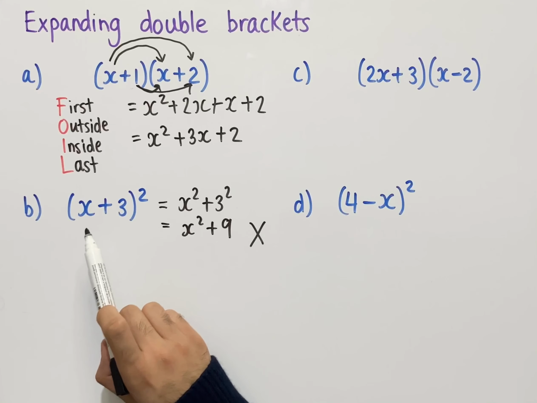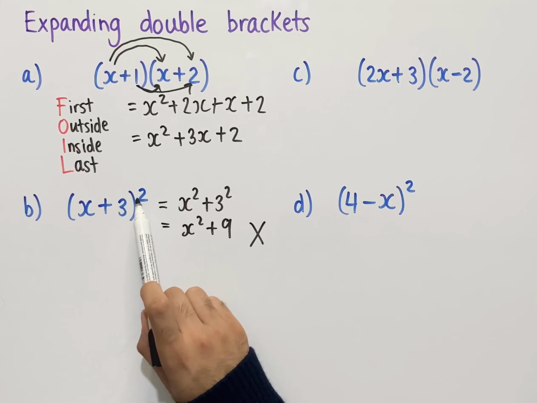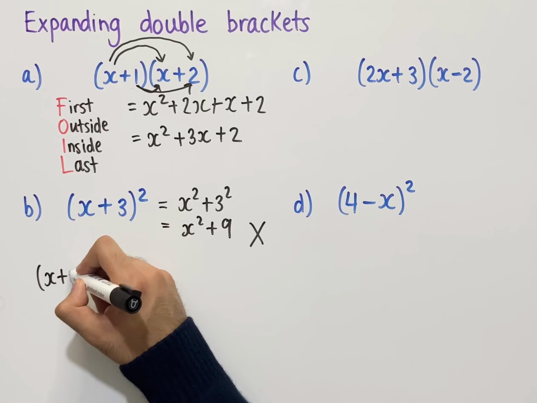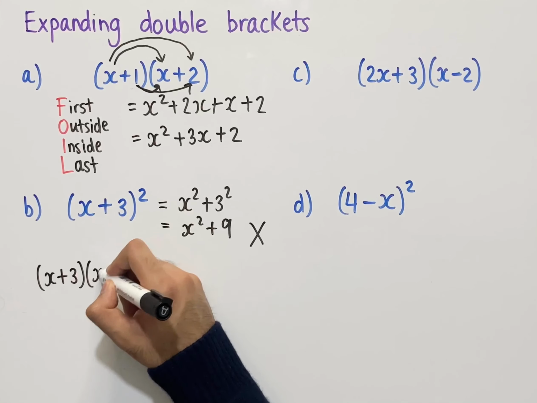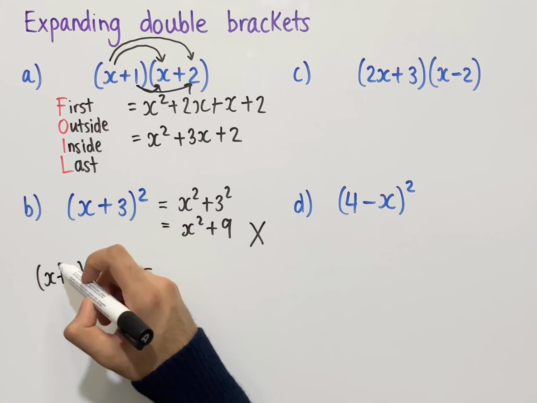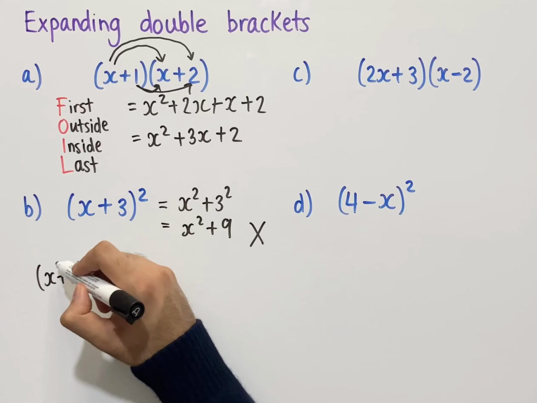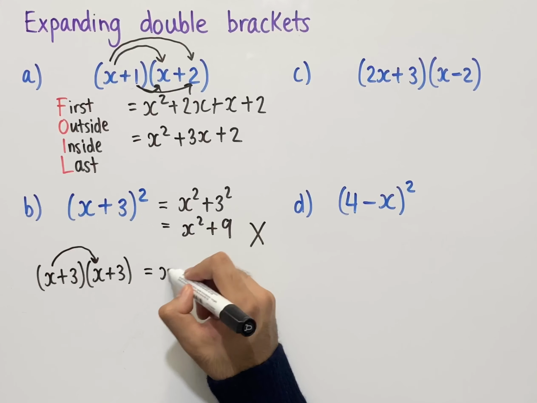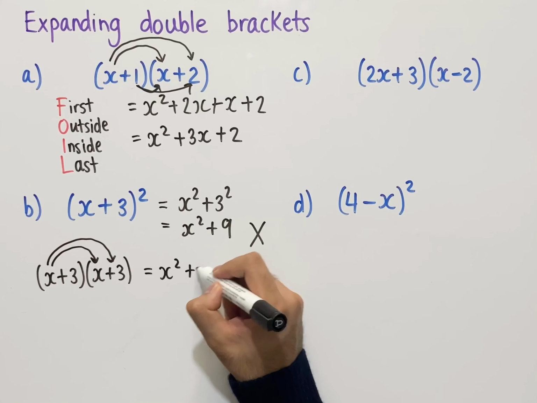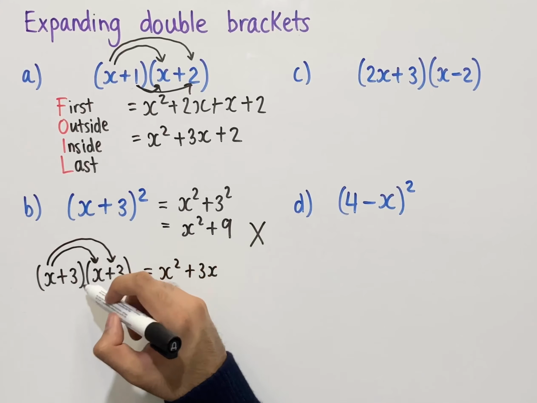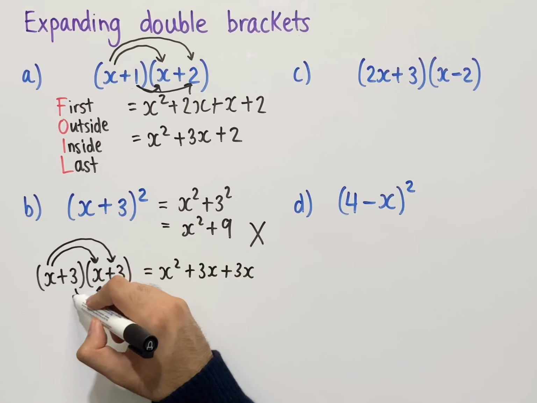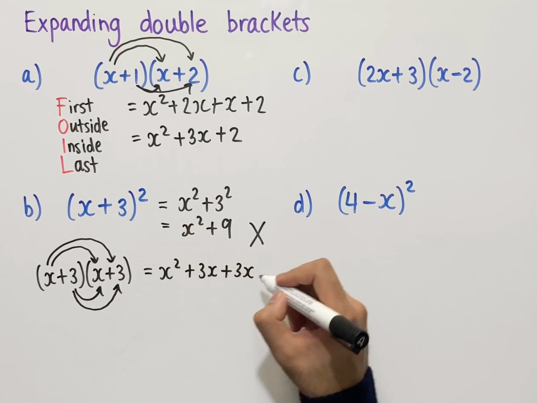What we do instead is we know that x plus 3 all squared is the same as writing two separate brackets. So we have x plus 3 in brackets multiplied by x plus 3 in brackets. Now using the FOIL method, again we start with the first term, x, and multiply it with the first term in the second bracket. So x times x gives us x squared. Then the terms on the outside: x multiplied by 3 gives us 3x. Then the terms on the inside: 3 times x, which is 3x. And finally, the last terms: 3 times 3, which gives us 9.